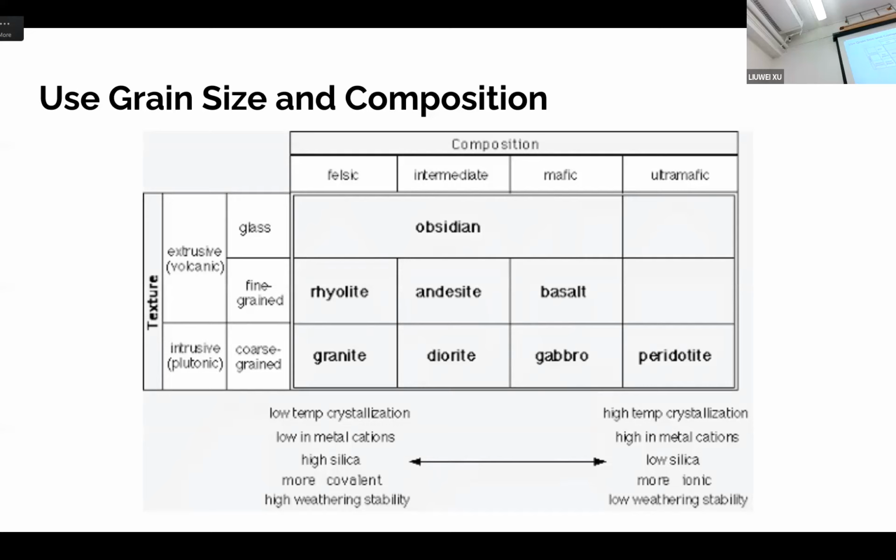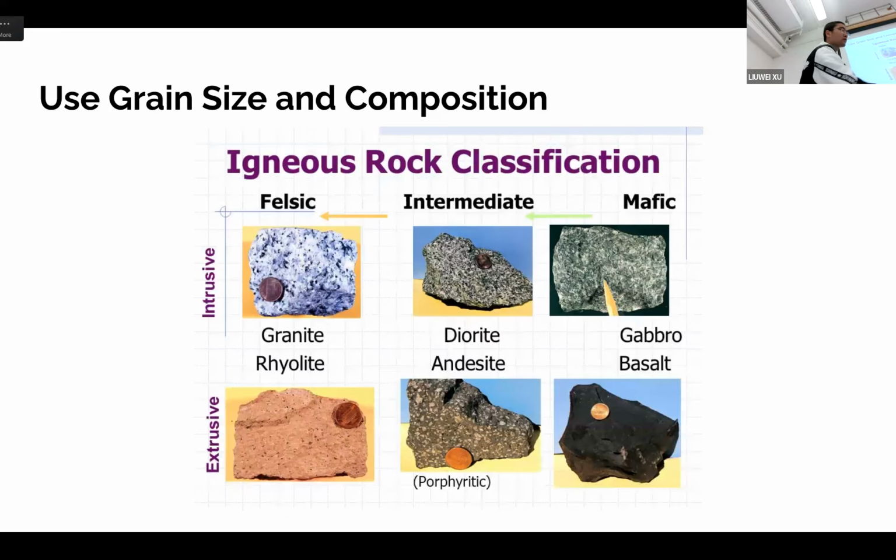So for these two, it's light color, so it should belong to one of these two. And we see the crystals on this rock, so it is actually granite. And for this one, it's light color and fine grain, so it should belong to this one. Here are example figures of these rocks.